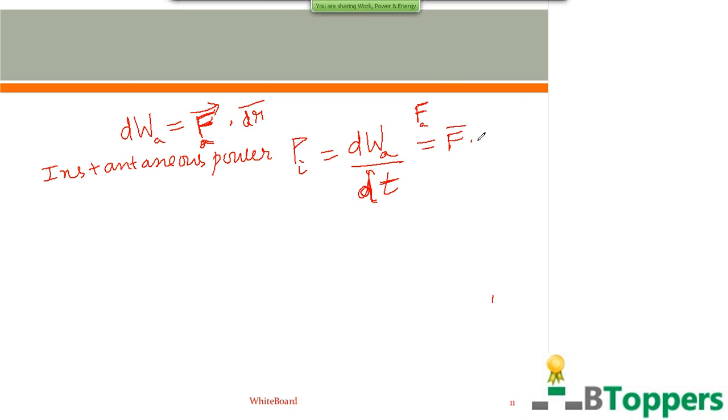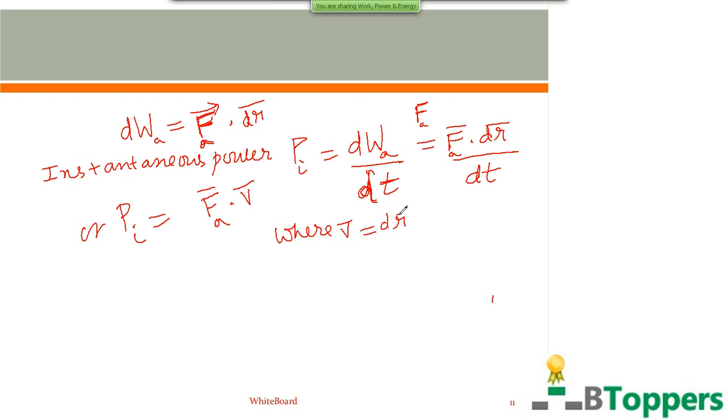This you can write as F bar dot dr bar by dt, or instantaneous power output of the agent you can write F_A bar dot V bar, where V bar equal to dr bar by dt represents the instantaneous velocity of the body. Here F bar dot V bar, in some of the books they simply write as F dot V. Remember that F bar represents the force applied by the agent. It should not be taken to be equal to the resultant force in all the examples.